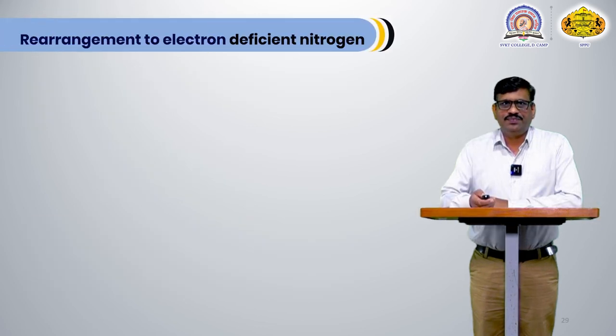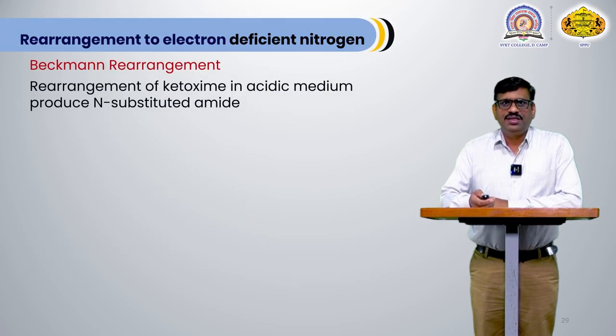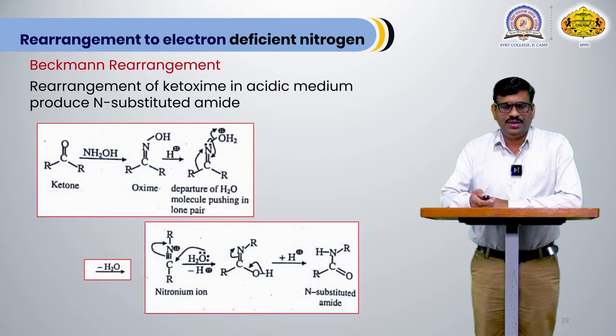Now let's see Beckmann rearrangement. In Beckmann rearrangement, rearrangement of ketoxime in acidic medium takes place, and the product is an N-substituted amide. In this case, ketone is the starting compound. It reacts with NH2OH, that is hydroxylamine, and the corresponding oxime is formed.